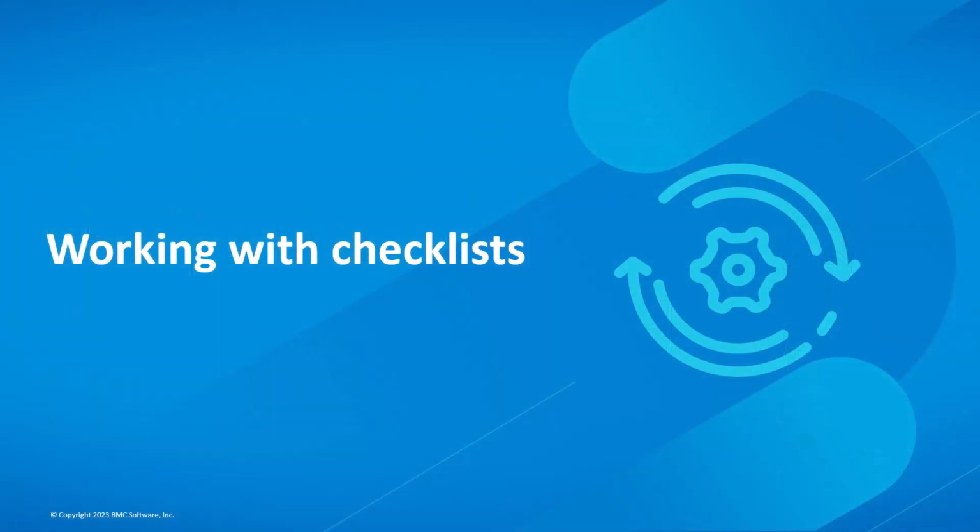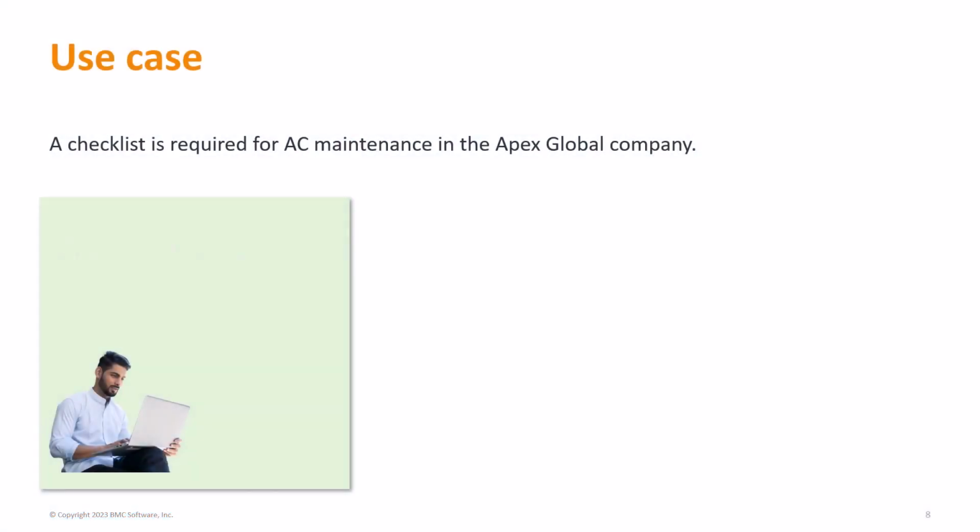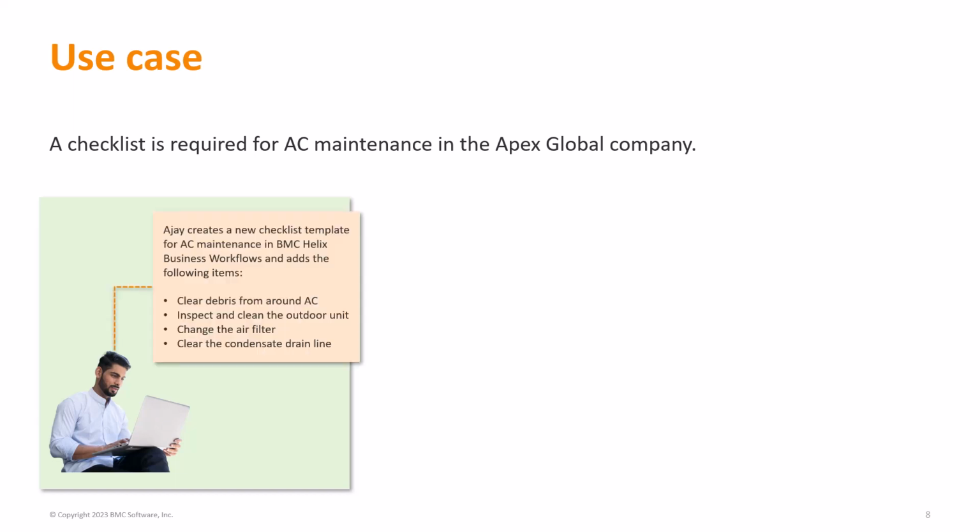Let us now see how to work with checklists in BMC Helix Business Workflows. For the purpose of this video, let us consider that a checklist is required for AC maintenance. AJ creates a new checklist template for AC maintenance in BMC Helix Business Workflows, and adds the following items. Clear debris from around AC. Inspect and clean the outdoor unit. Change the air filter. Clear the condensate drain line.